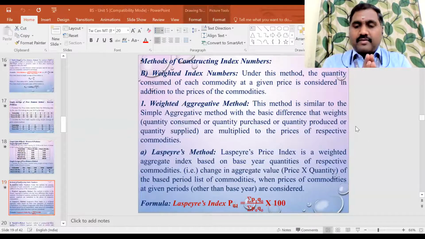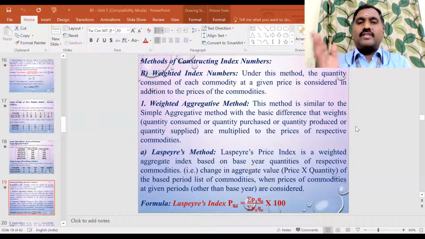I hope the simple index method is clear for everyone, right? Once again, I'll repeat: in the simple index method, we have the simple aggregate and the simple average of price relative method. Under these two methods, we solved the problems. Next, we'll move on to the second method.